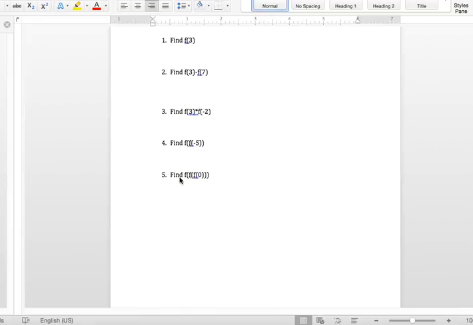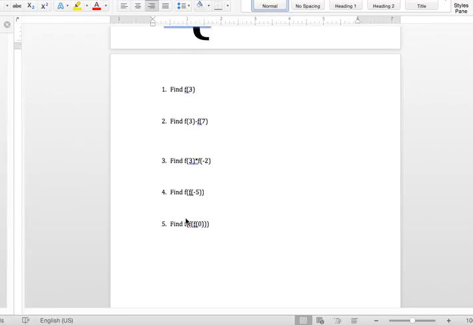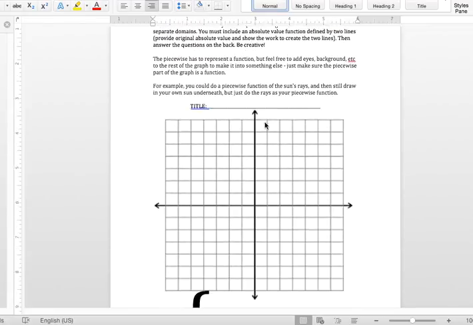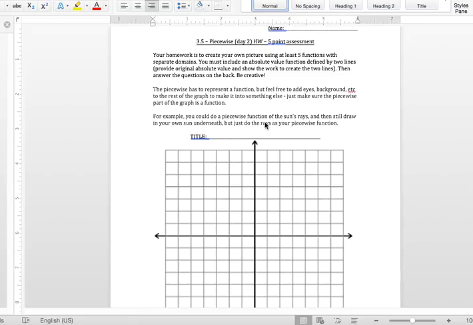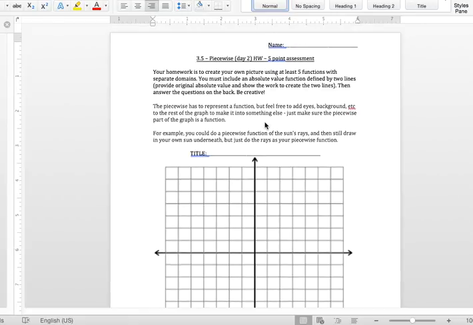And then on the back, I just want you to find these values of it. So try and pick functions that have these domain values so that you don't just keep getting no answer, undefined or something like that. Okay? All right, guys.